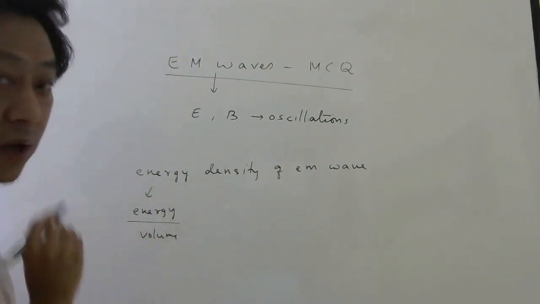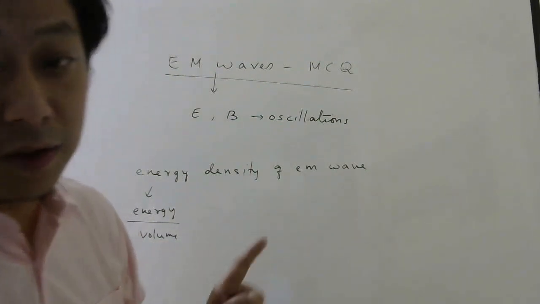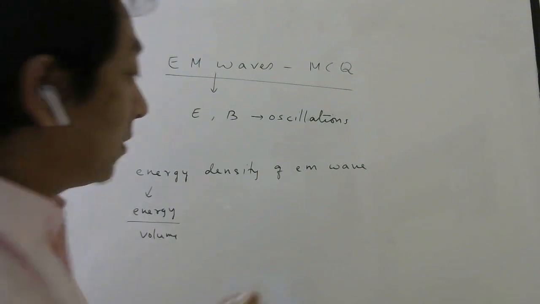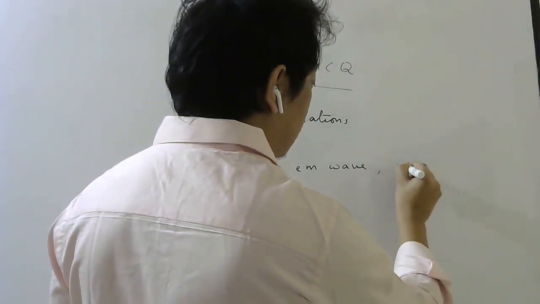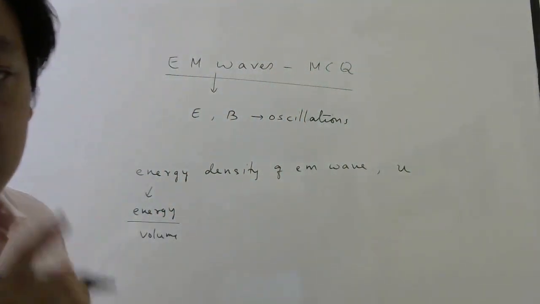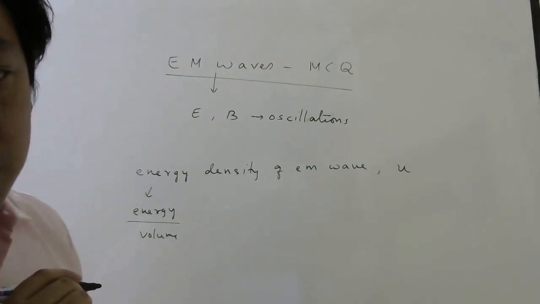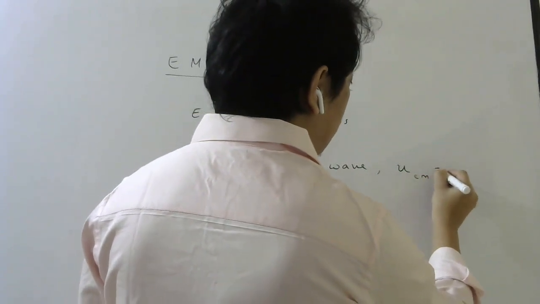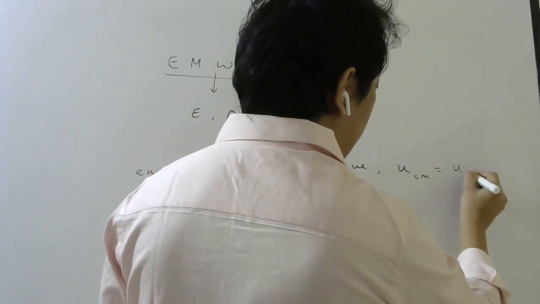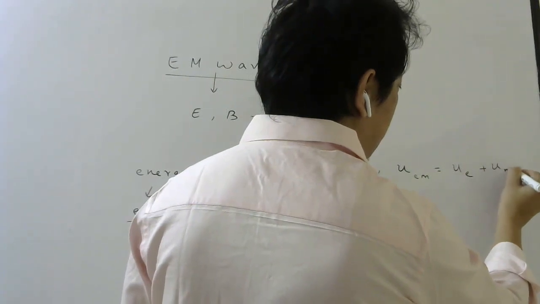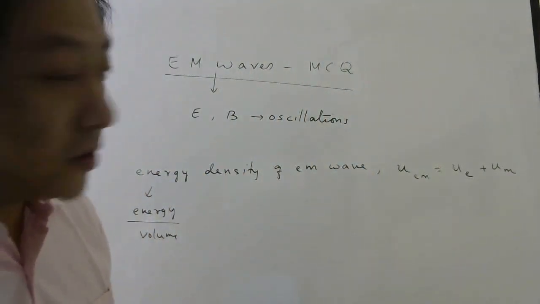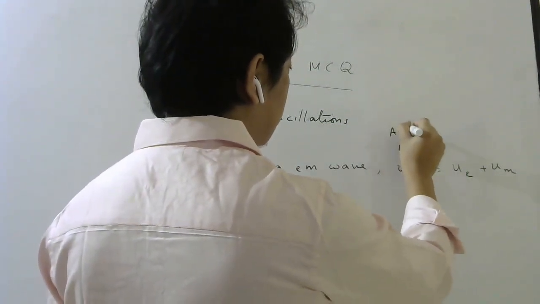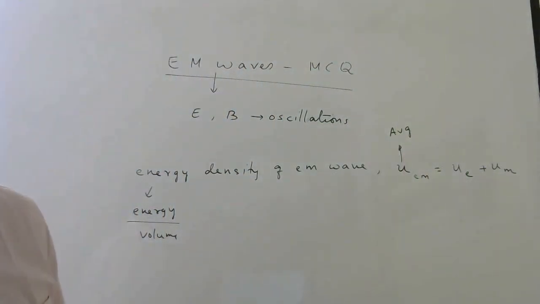But since we are writing energy density of EM wave, there will be contribution from electric field also, magnetic field also. So the formula that we write is small u, capital U we use for energy, so small u we will use for energy density. That is equal to the contribution due to electric field plus the contribution due to magnetic field. Okay students, since these are oscillations, these are all average values. So this is the average value of the energy density.